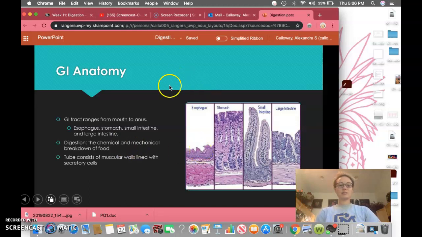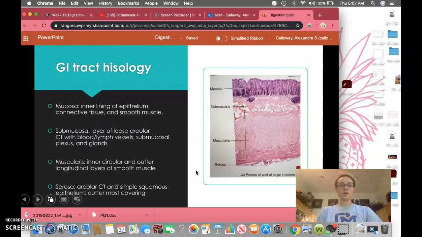And then the tube is lined with secretory cells. And each part of the tube actually has a different anatomical makeup, depending on its function. But you can see that here in this picture. And even though they are different in each portion, they do have similarities.